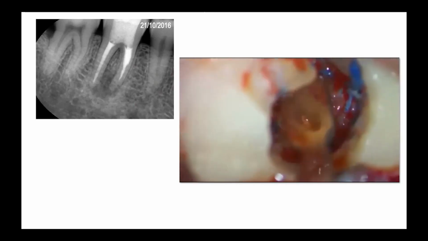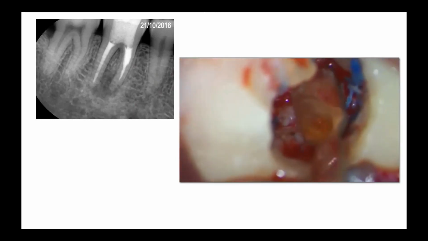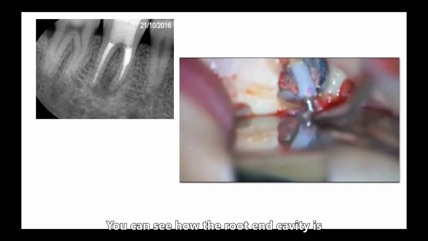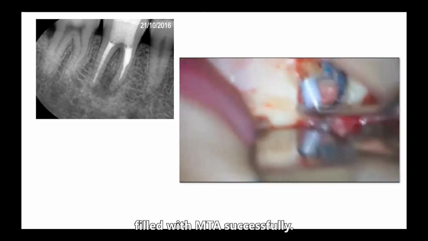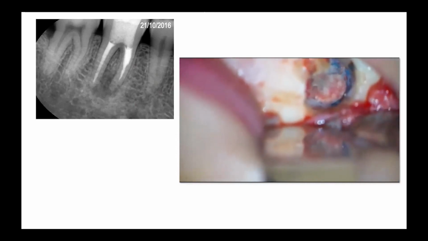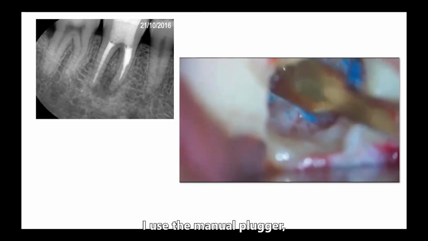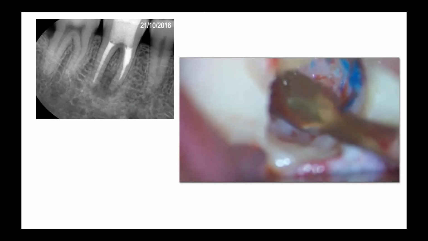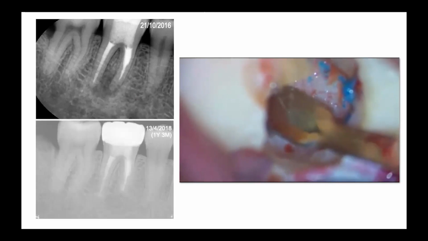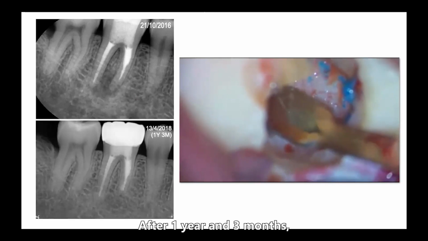Please watch this short video clip. You can see how the root end cavity is filled with MTA successfully. I used the manual plugger I showed you before. After 1 year and 3 months, the periapical lesion was completely healed.